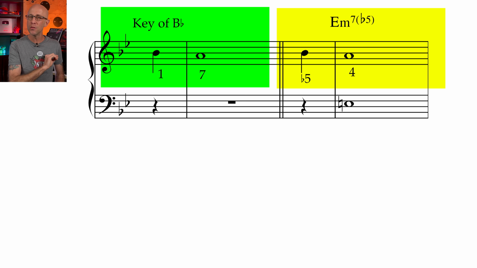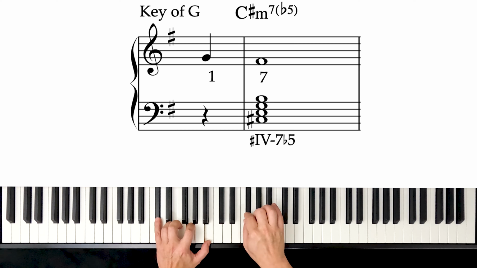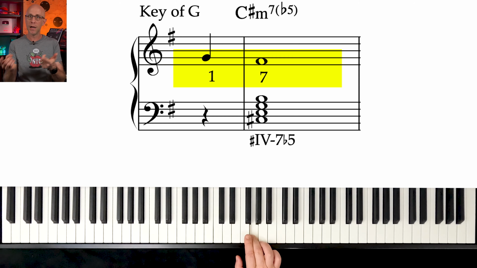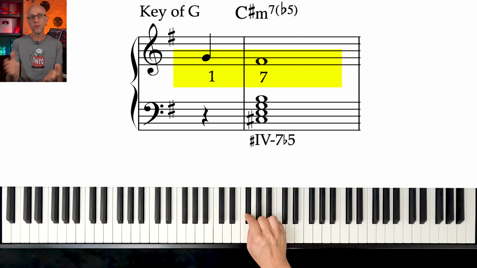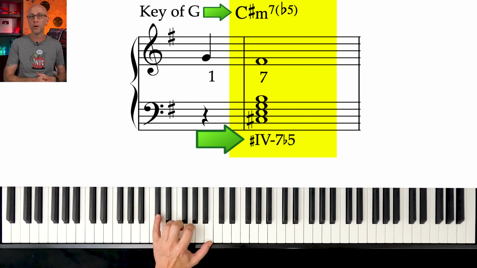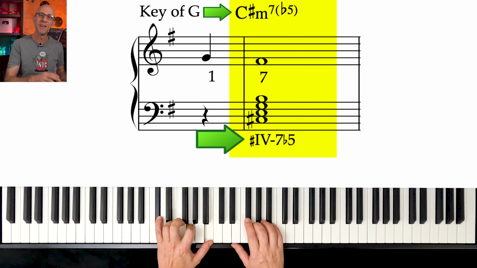In the key of G major, Stella starts like this. How do I know? Well, because I'm thinking the melody starts in the tonic and moves down a half step. That's it. That's G to F sharp. And the first chord is a minor 7 flat 5 chord. That's a tritone away from our G. A C sharp minor 7 flat 5.